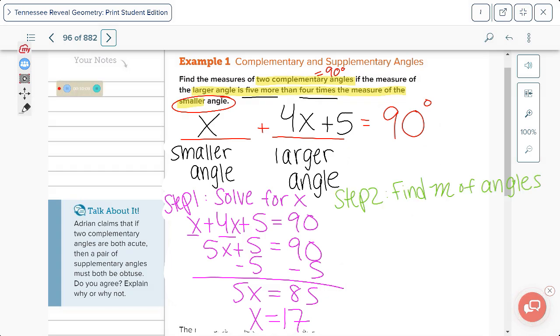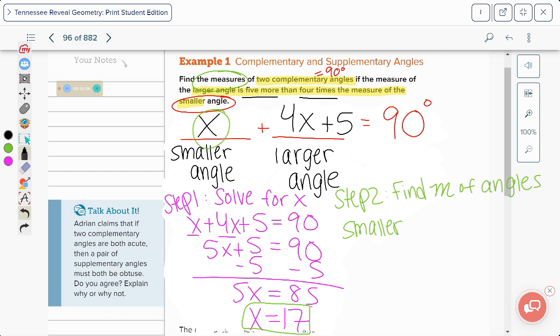All right, now on to step 2. So we found the value for x. We found the missing puzzle piece. But we now have to find the actual measures of the two angles. Okay? And so remember, the way to do that, if you ever have to find a measure, you have to take your x that you found and you have to plug it back in. So the easiest one, we already know the smaller angle. The smaller angle, we used x to represent it. Well, we already know what x is, right? x is 17. So the smaller angle is 17 degrees.